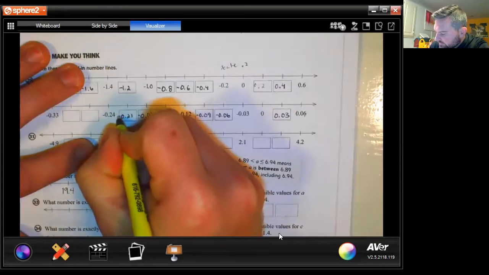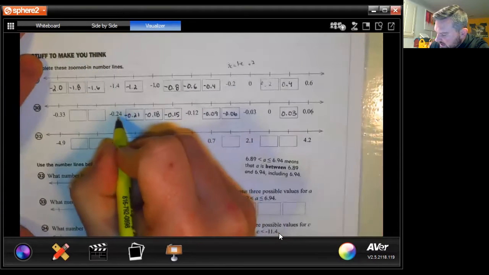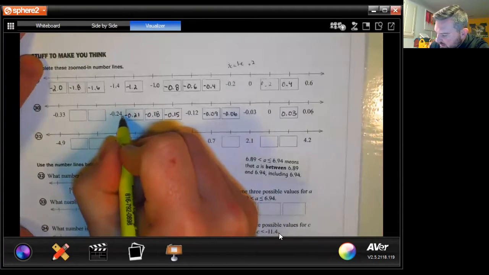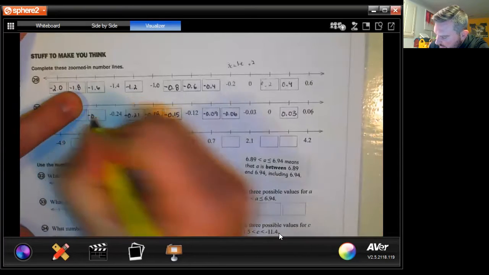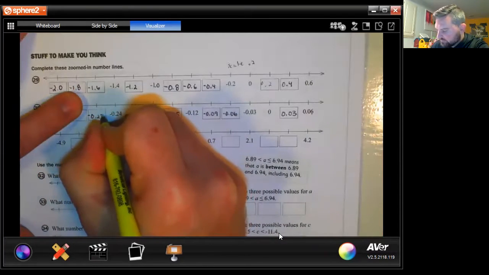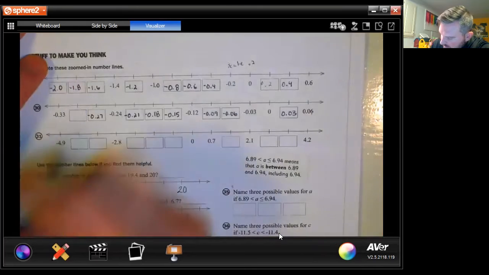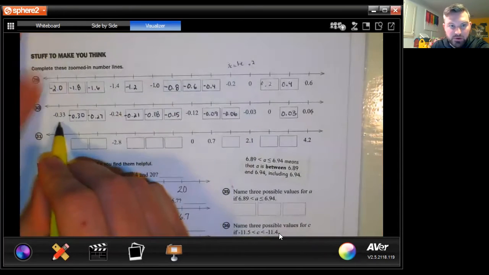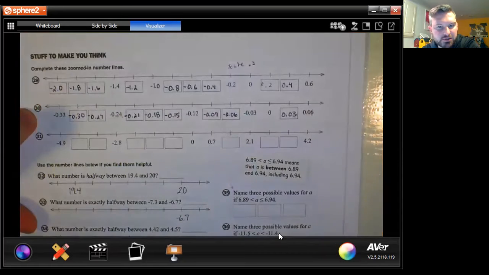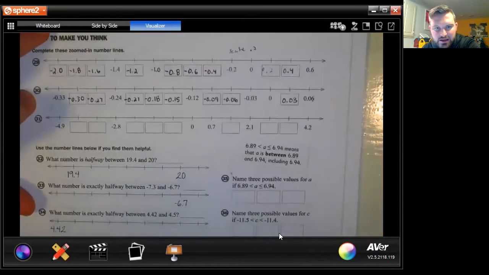Negative 0.21. Then you got negative 0.24. 3 more would be negative 0.27. And then negative 0.30, and then you got 0.33. So just make sure that we're going at a constant rate, whatever that scale may be.